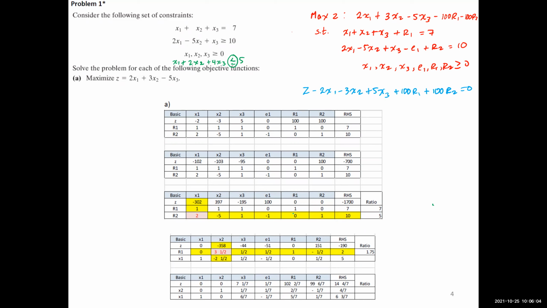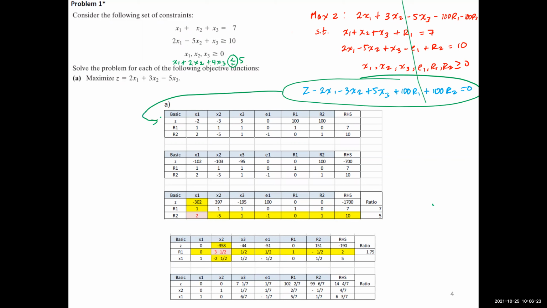Subtract R1 and R2? No, they're going to be added to the constraints. So what we have in this first tableau is basically row 0, which is this setup, and then we have the coefficients for these two in rows 1 and 2.